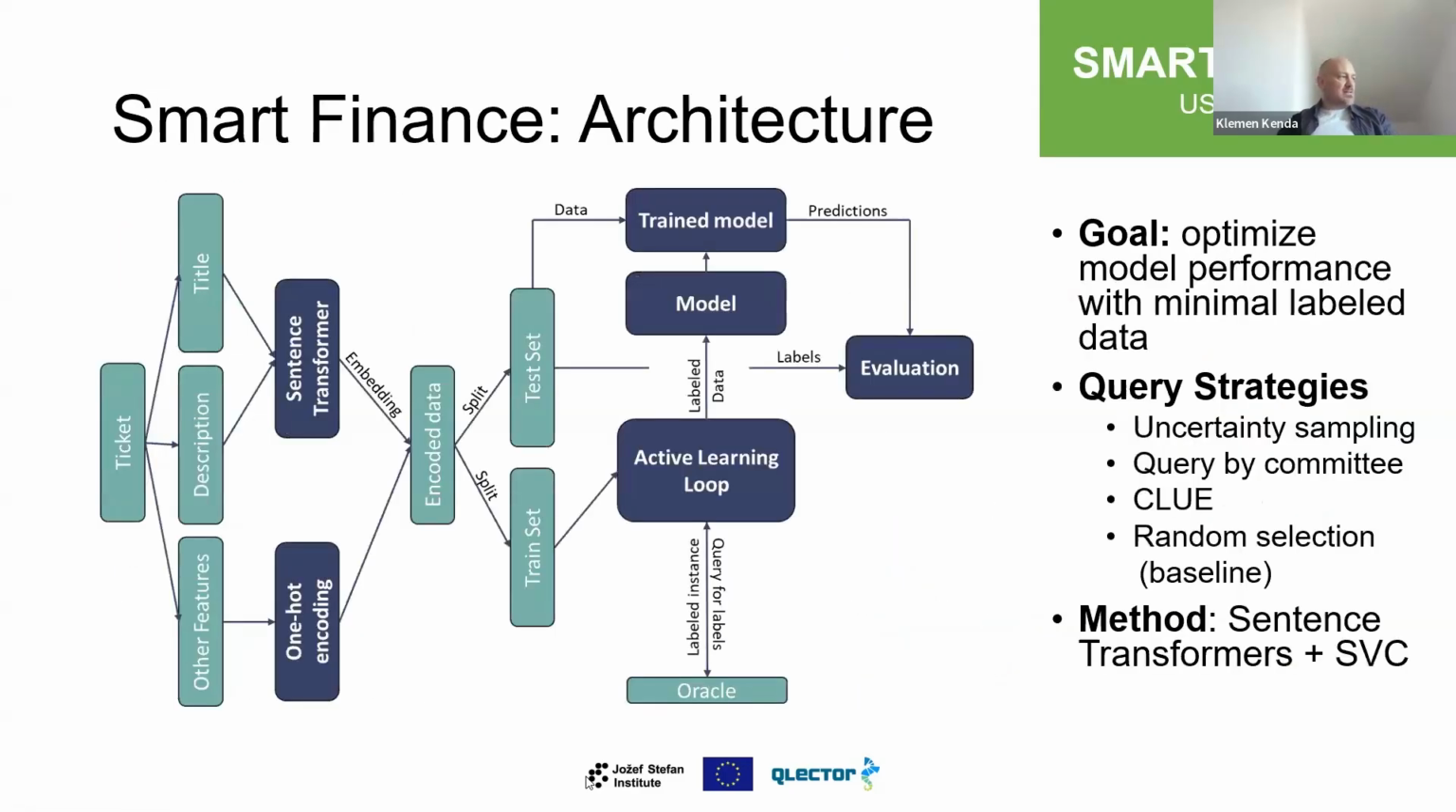Anyway, this is our system. The ticket itself has some other features, a description and a title. Title and description are sent through the sentence transformer to generate an embedding, and for the other features one-hot encoding is used so that we get the features that can be used for machine learning. We get encoded data, which basically means that here we have feature vectors. We do the split to the train and test set, and we use the train set in our active learning loop in order to improve the model.